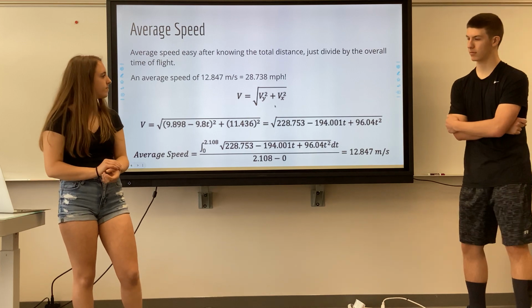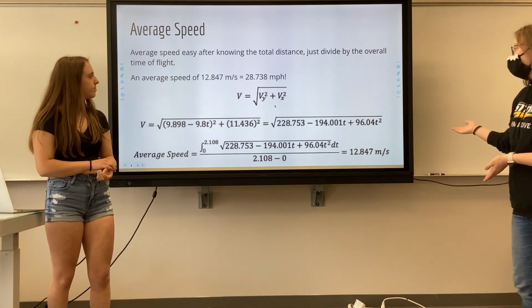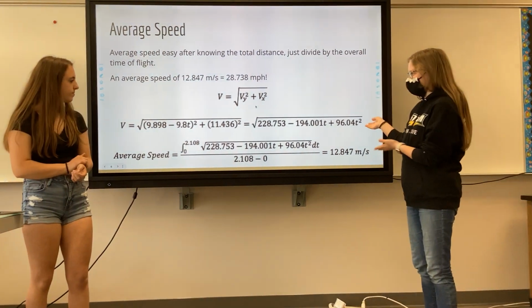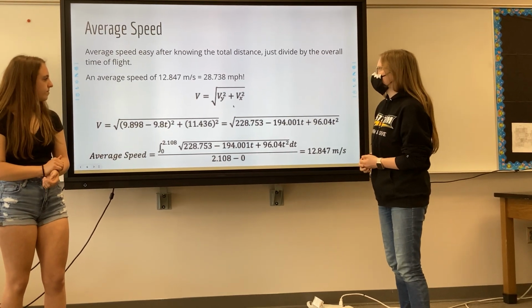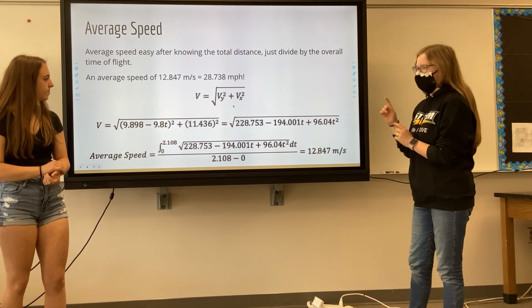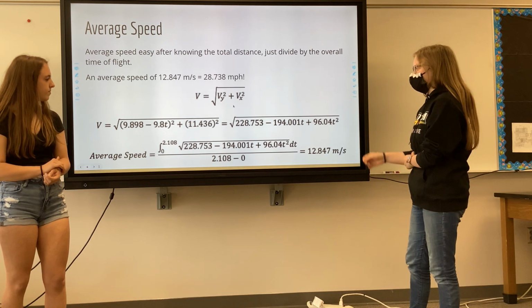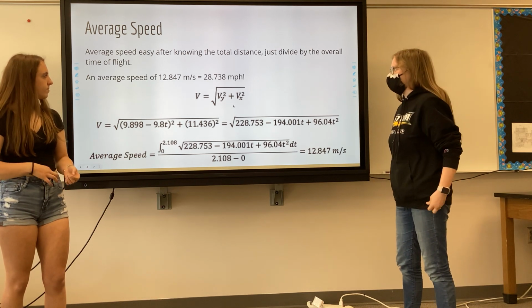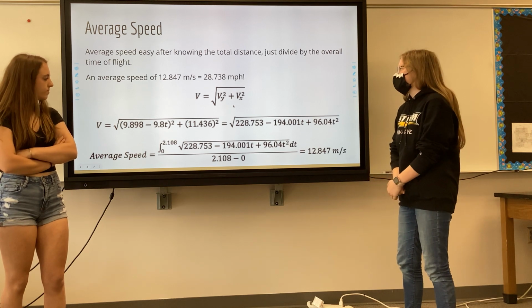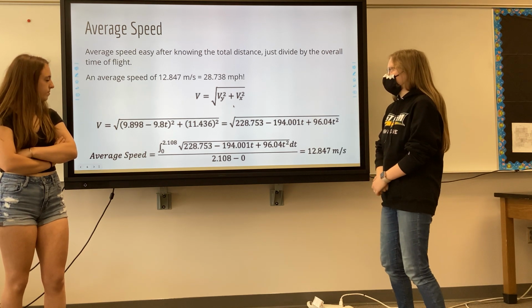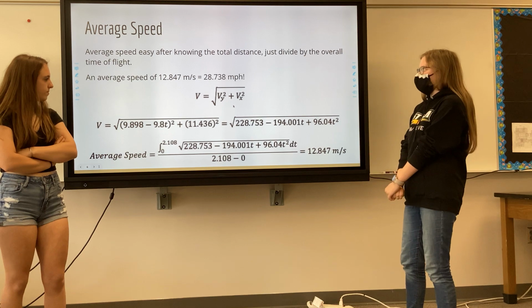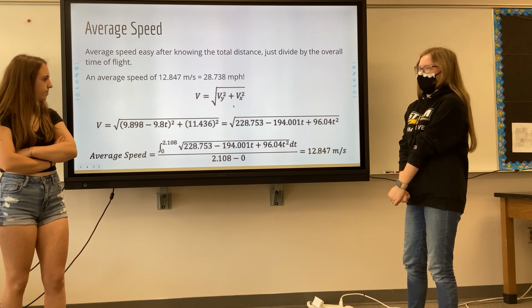Alright, so here you can find the average speed using these fancy equations. You just need to find the total distance first from before and divide by the overall time the ball was in the air. So you get an average speed of 12.847 meters per second or 28.738 miles per hour.